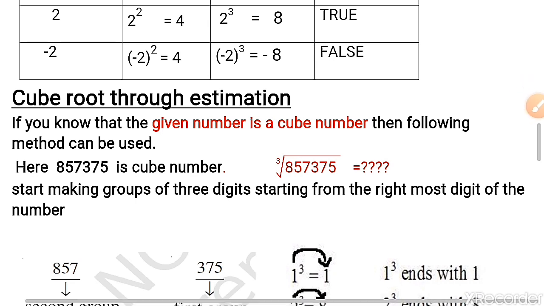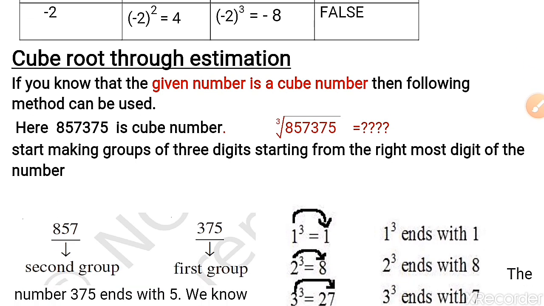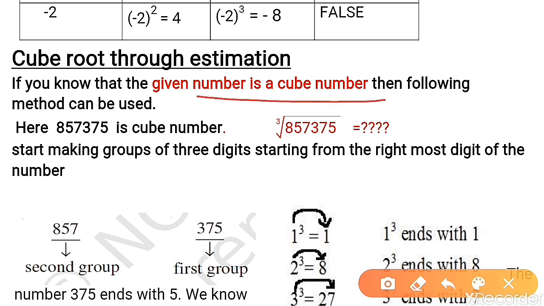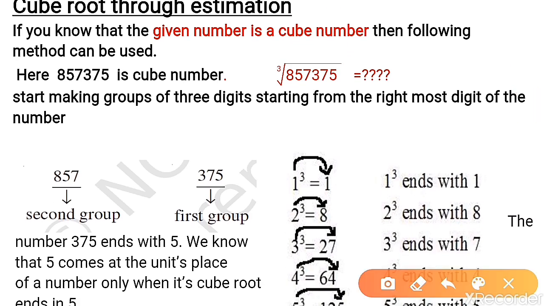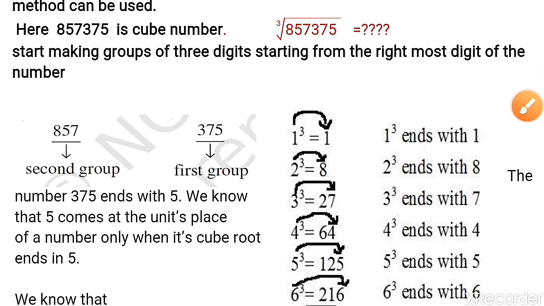Now, cube root through estimation. If you know that the given number is a cube number, then the following methods can be used, only for numbers which are perfect cubes, not for all numbers. For example, take the number 88,57,375. We know it is a cube number, and we have to find the cube root of this given number.